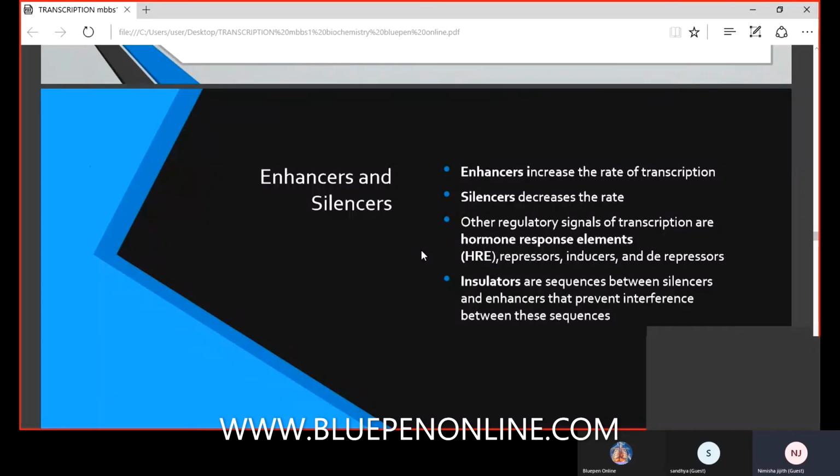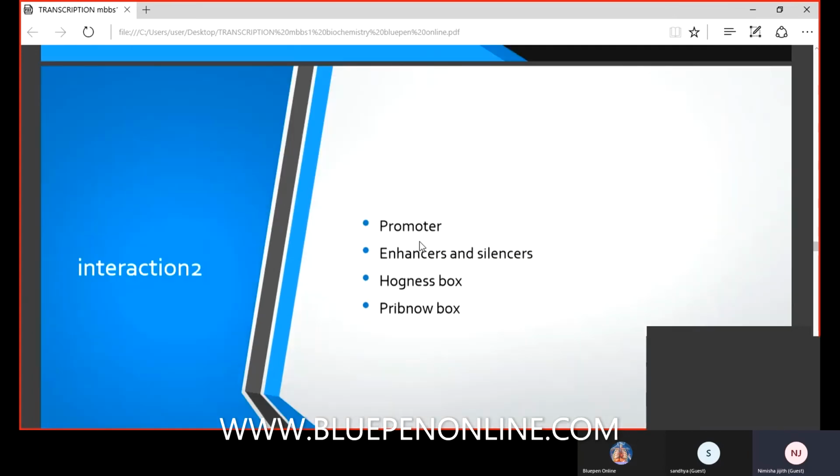So, we discussed RNAP, which is the enzyme that is involved in transcription. Then we discussed the promoter site. What is the difference between the promoter site in prokaryotes and eukaryotes? Then we add some more things to that promoter site for the easy way of transcription. We need some enhancers, silencers, HRE, insulators like that. Now it is time for questions.